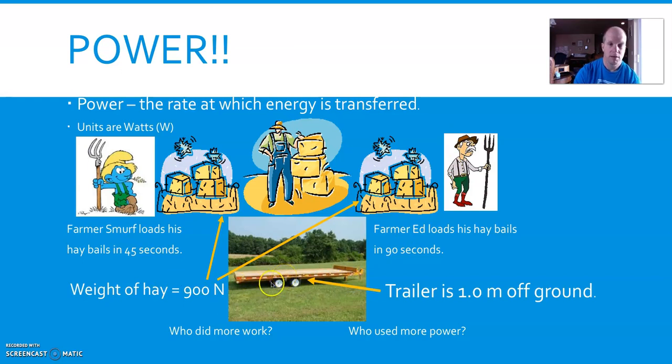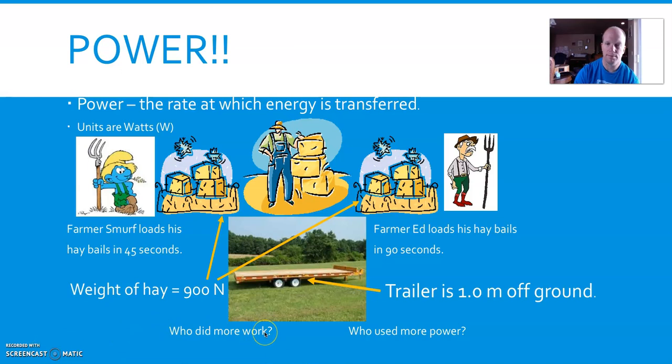Okay, and here's the deal. The hay has a weight of 900 newtons. Okay, so that's how much force they need to apply to get that hay up onto that trailer. The trailer is 1 meter off the ground. Okay, so two questions here.